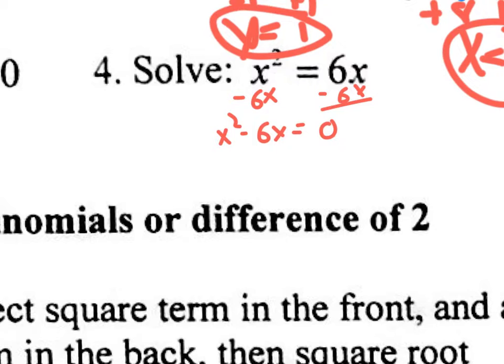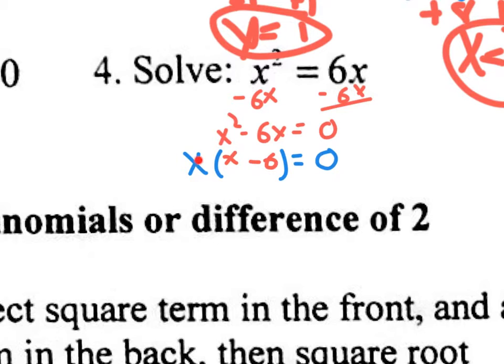So what other types of factoring do we know? Anybody? Pulling out the what? The GCF, which would be x. So let's pull out what's in common in both terms. So right here you have an x, right here you have an x. So let's pull out an x. And what are we going to have left over on the inside of the parentheses? We're going to have an x and a -6, correct?